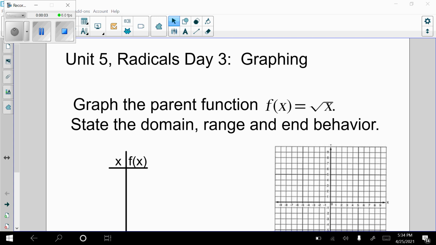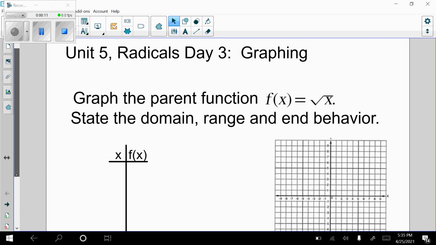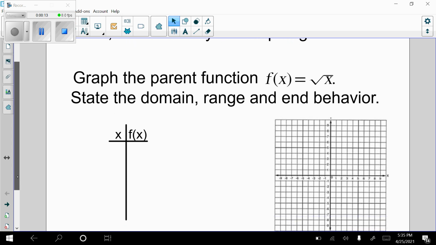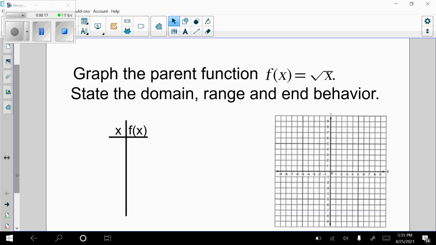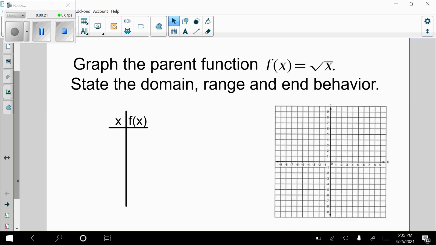Okay, radicals day 3, we're going to look at graphs of square root functions and cube root functions. So first thing we'll do is look at the parent function for a square root. So we need values for x in our chart or our table that are perfect squares.